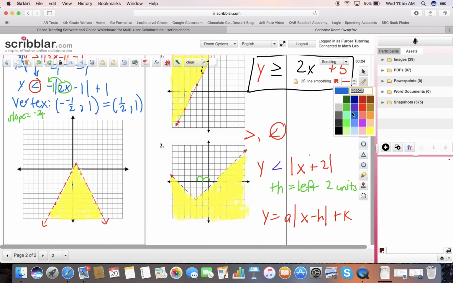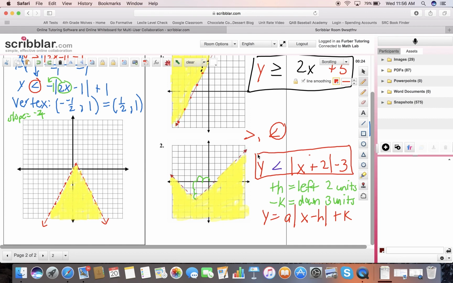And then the other thing I'm going to look at is, I went to the left, but then did I go up or down? Well, you should see that you went down. You went down 1, 2, 3. So the k value is going to be a negative k because I went down 3 units. So I have to attach out here a minus 3. And there is my absolute value inequality that is shown by this graph, okay?